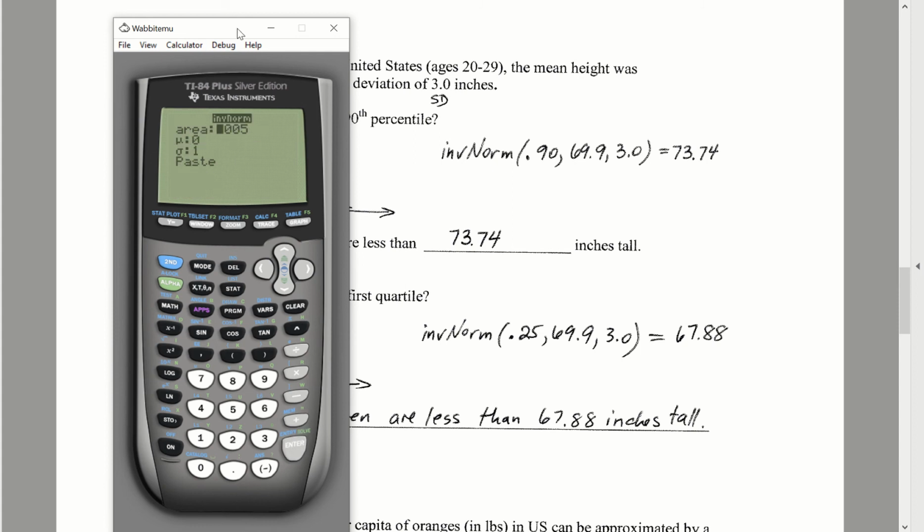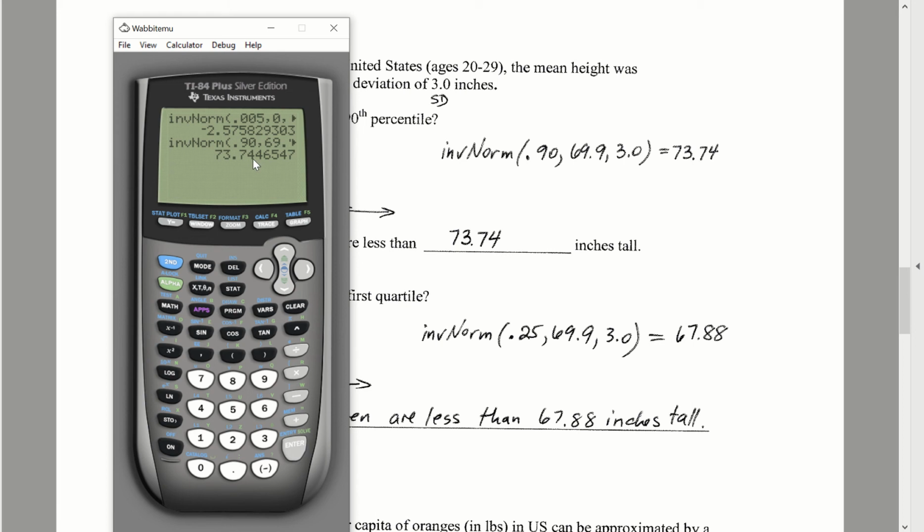For the 90th percentile, the cumulative area to the left is 0.90. This distribution has a mean of 69.9 and a standard deviation of 3. Go ahead and hit paste. We hit enter, and we'll round this one to 2 decimal places.